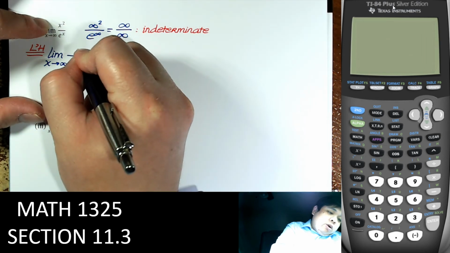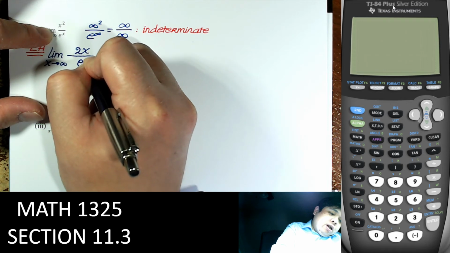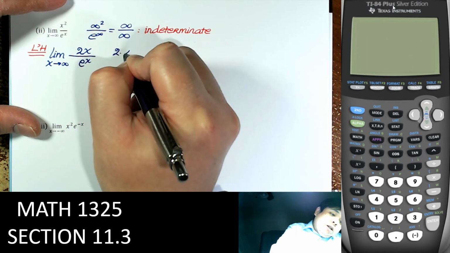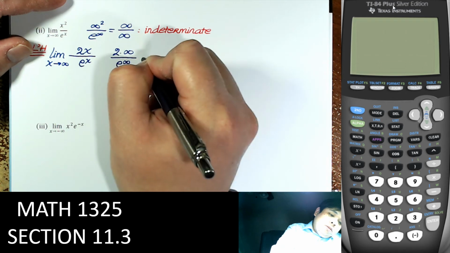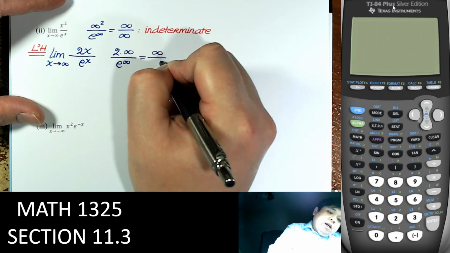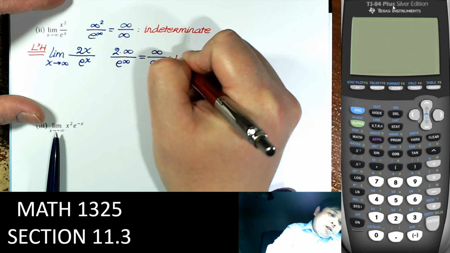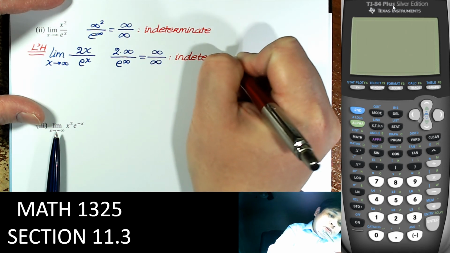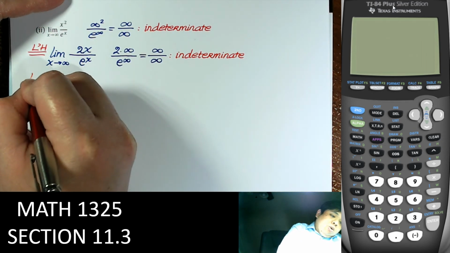Derivative of x squared is 2x. Derivative at the bottom, e to the x. Derivative of e to the x is e to the x. Right, put in a number again. So we have 2 times infinity is infinity. E to the infinity is still infinity. So that once again is indeterminate, and that means L'Hopital rule again.